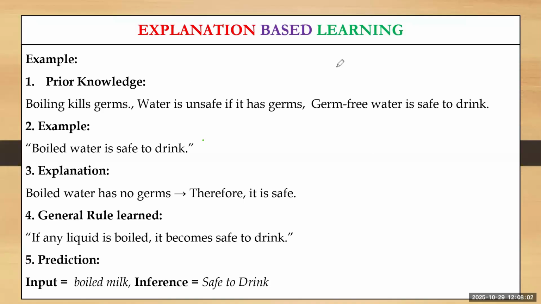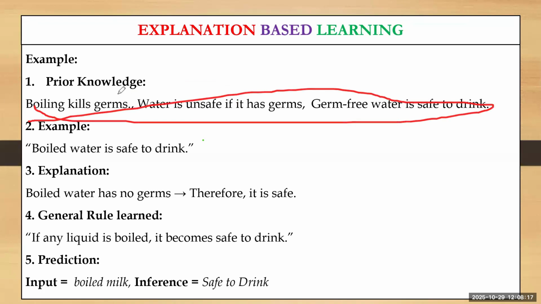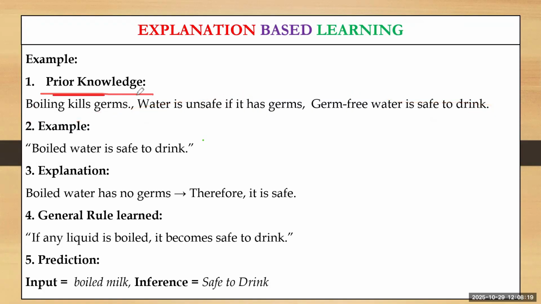And the third fact we are storing is that germ free water is safe to drink. These are the facts we are storing. This is the first step. But in inductive learning, we do not store these things. Simply we give the data, that's it. But in this explanation based learning, we are giving the facts here.